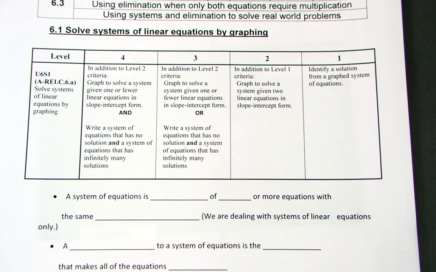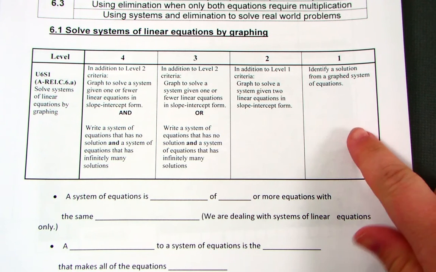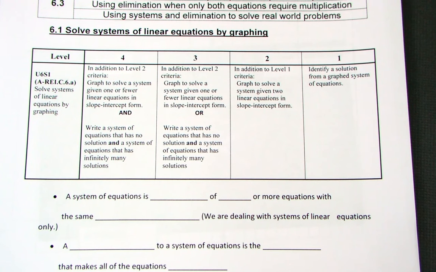So here's our scale for standard 1 in Unit 6. You'll notice that to earn a level 1, you need to be able to identify a solution from a graphed system of equations. That means that you'll already see something that's been plotted on a graph for you, and you have to figure out what exactly is the solution. Level 2 then says that you have to actually do the graphing, but the equations are already going to be in slope-intercept form for you.